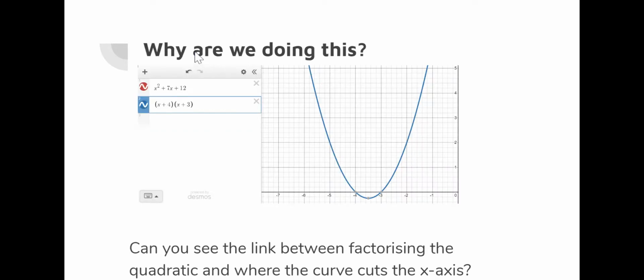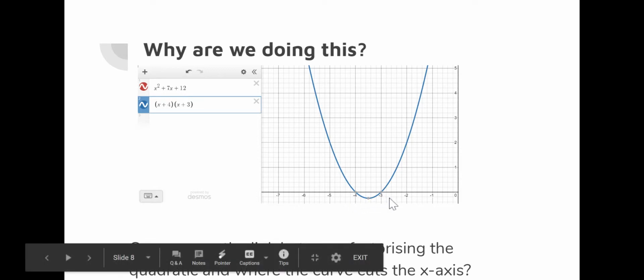And the final question, why are we doing this? What's the point? What we can see here is if you draw the curve, you might be able to spot the connection between the original quadratic and where it cuts the x-axis.